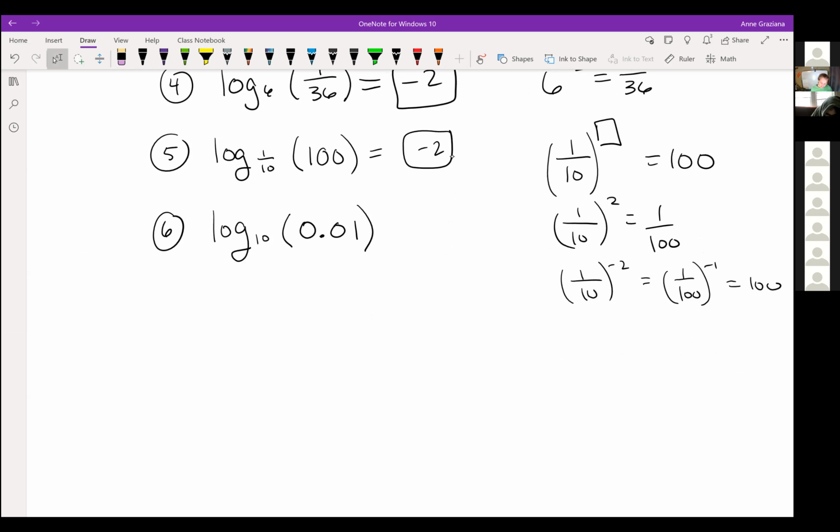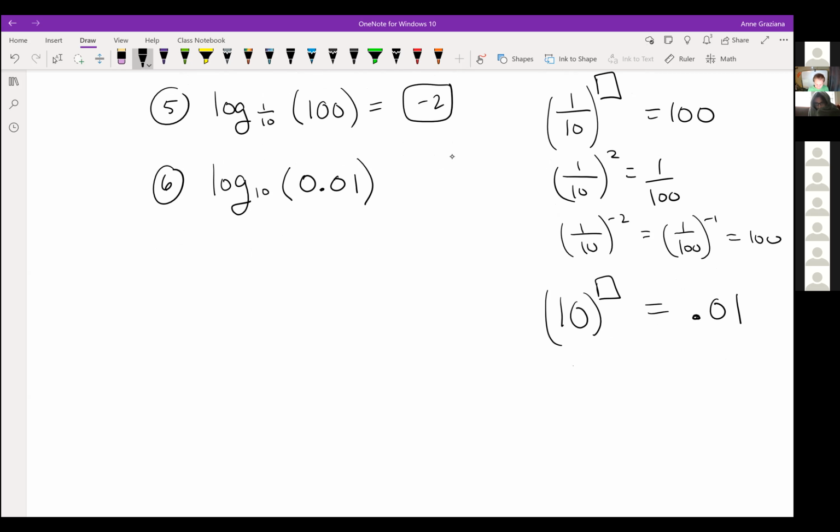Okay, let's look at this. 10 to what power is going to give me 0.01? You either need to write everything in decimals or write everything in fractions. And I think at this point it's a little bit easier to see if you write 0.01 as a fraction. What is that as a fraction? 1 over 100. Tenths, hundredths, okay? How would I go from 10 to 1/100th?